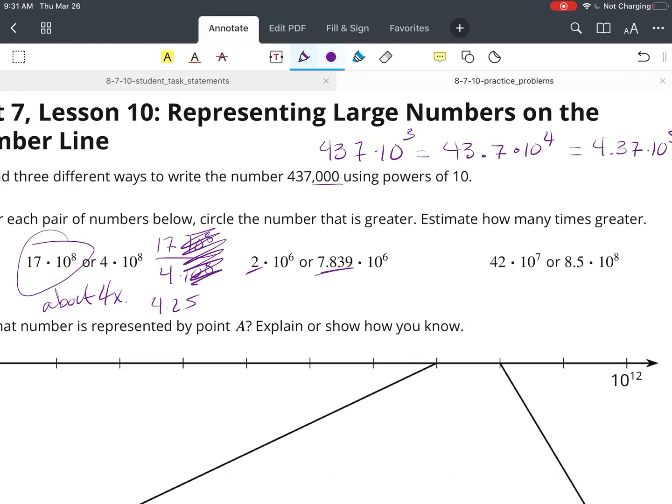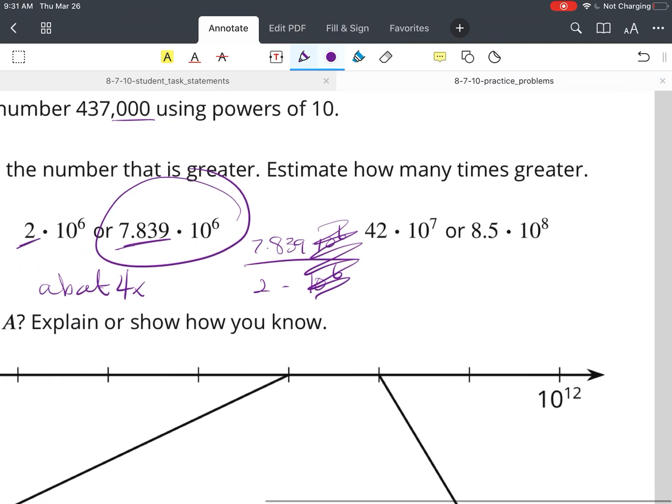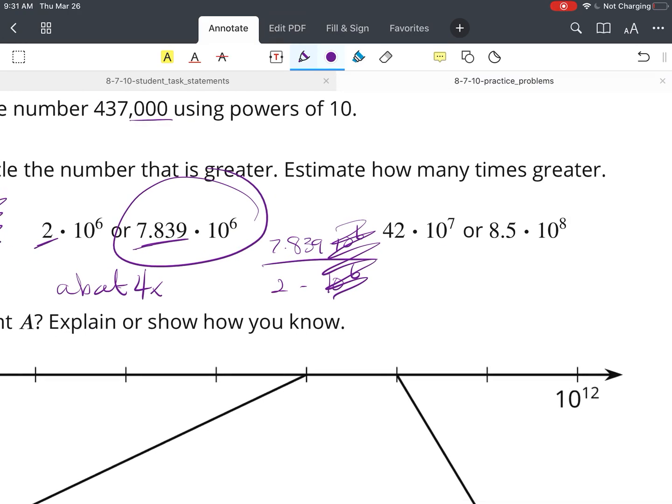Which one's bigger? I agree. And how many times bigger? About 4 times as well. And if you really wanted to figure out, you could do this. And then whatever 7.839 divided by 2 would be your answer.